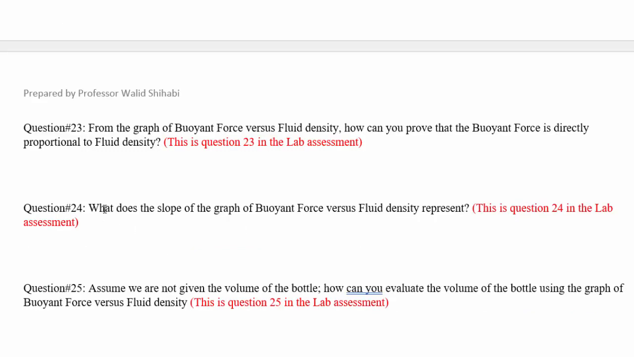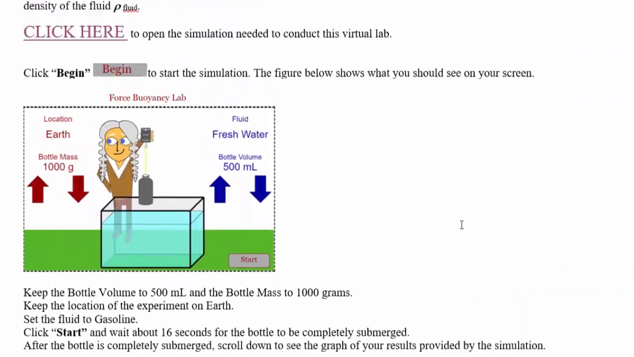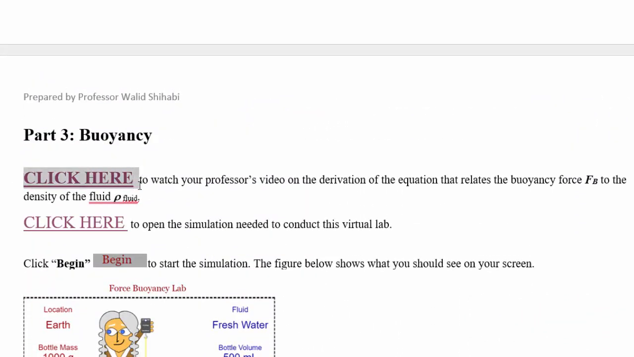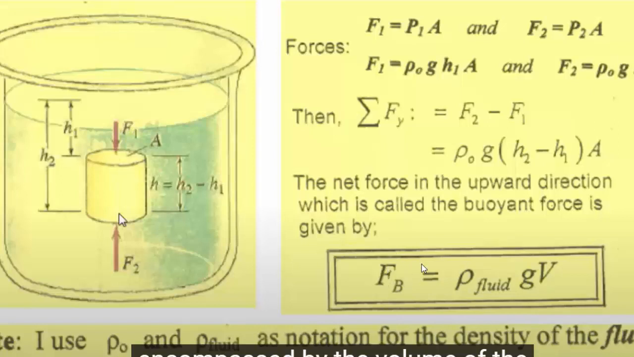In question number 24, it asks you what does the slope of the graph of buoyant force versus fluid density represent? Now, it's very important to watch my video that I linked here. That's the first video. If you watch the video, you'll see that we prove that the buoyant force is equal to the density of the fluid times g, where g is the acceleration due to gravity, times v, where v is the volume of the object submerged, which is also equal to the volume of the liquid displaced as a result of immersing that object.